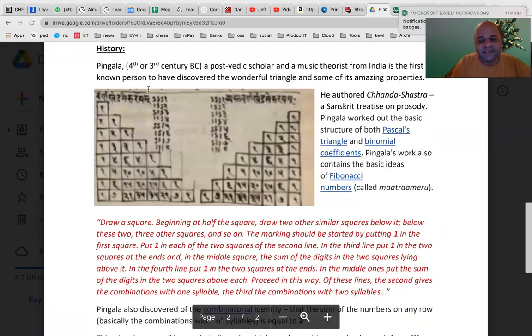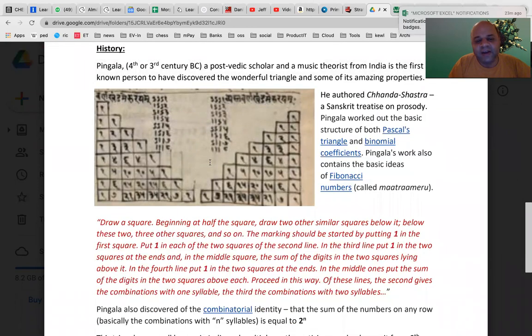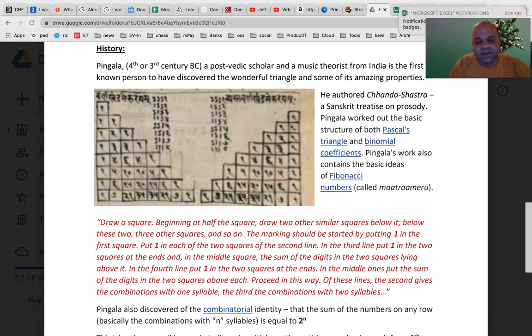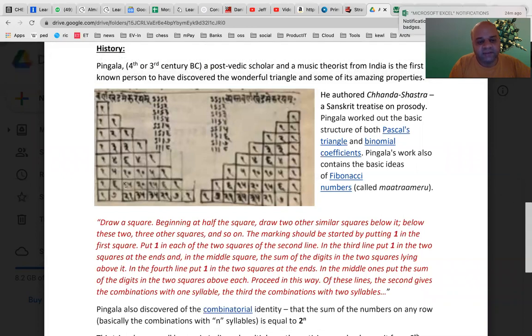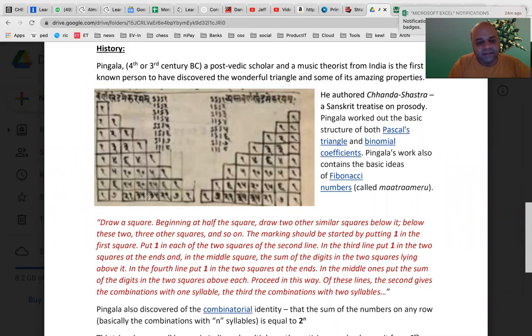See, this is a picture from one of the archives in India, where old writings were kept. Can you make out? It is essentially the same thing as what we have written. Yes, sir. If you know the Indian digits, it is 1 1 1 1 2 1 1 3 3 1 1 4 6 4 1 1 5 10 10 5 1 1 6 15 20 15 6 1 1 7, then 21, right? And then 35, 35.